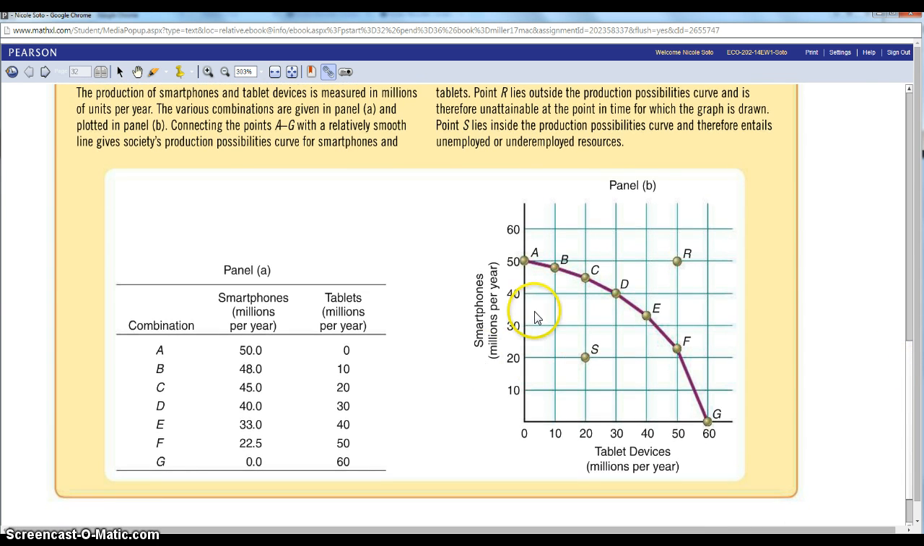So as you move away from one thing, and you try to keep making a lot more of something, it's a lot harder. You can see here you have to give up a lot of smartphones to get only a little bit more tablets, because you're kind of at the end of your capacity to make tablets. And the same thing is going here. You have to give up a lot of tablets just to make a couple more smartphones, because you're really stretching your resources that you need to make smartphones.